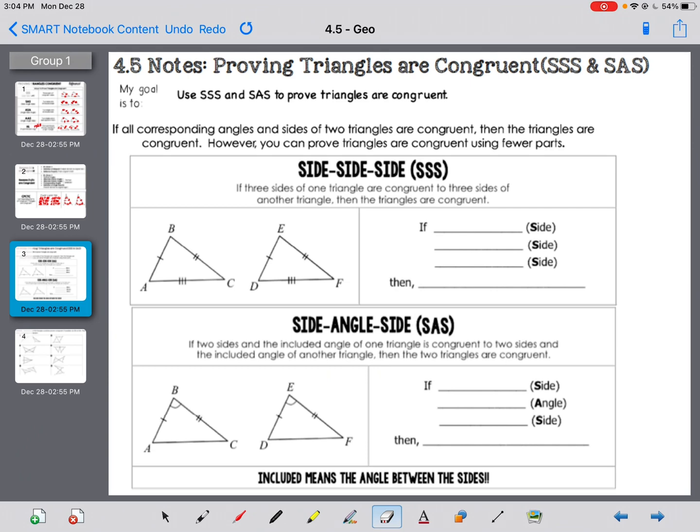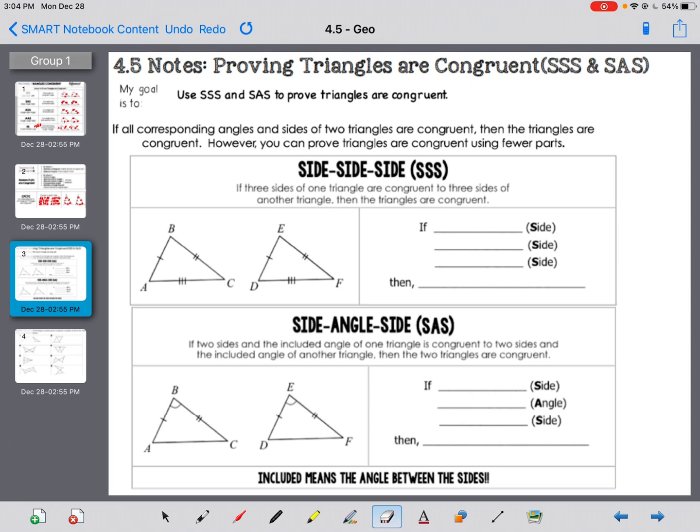Okay, we're going to use just SSS, side, side, side, and side angle side, SAS. If corresponding angles and sides of two triangles are congruent, then the triangles are congruent. However, you can prove triangles are congruent using smaller pieces. You don't have to get CPCTC. You don't have to show that everything is congruent to everything. If you can show that some is congruent to some, then you get to go all the way up to everything. Two ways of some: side, side, side, and side, angle, side.